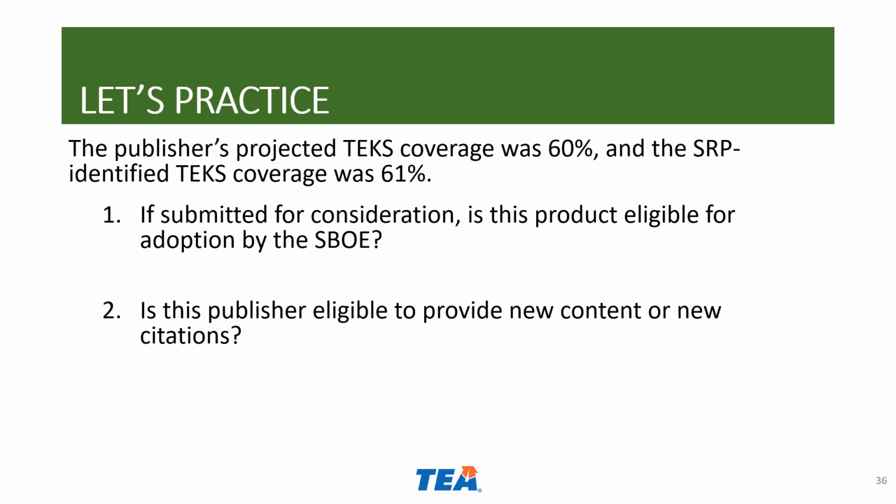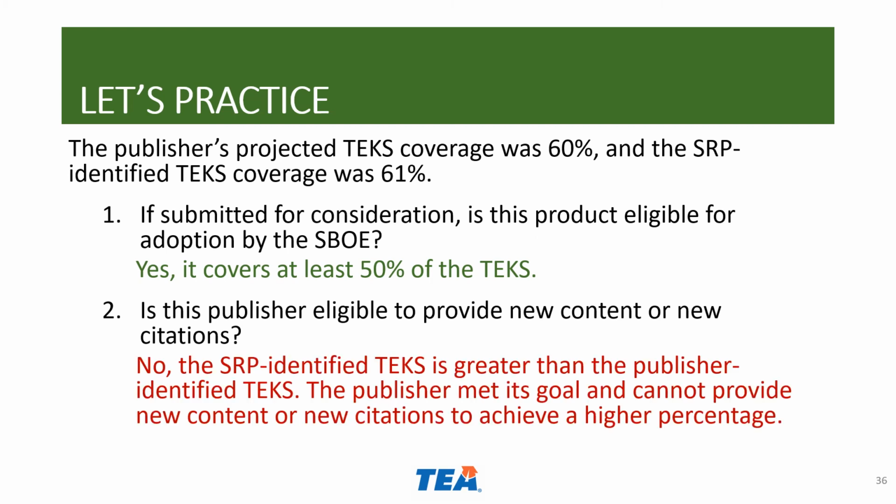In this third scenario, the publisher's projected TEKS coverage was 60%, and the reviewer's identified TEKS coverage was 61%. If submitted, is the product eligible for adoption? Yes, the product covers more than 50% of the TEKS for the course and grade level. But is the publisher eligible to provide new content or new citations? No. Actually, the reviewer's identified TEKS coverage is greater than the publisher's identified TEKS coverage. The publisher has met its goal and cannot provide new content or new citations to achieve a higher percentage.